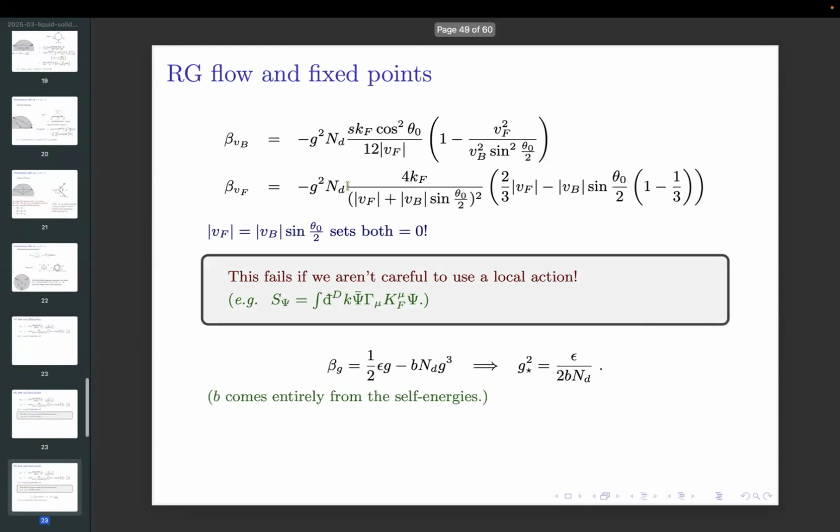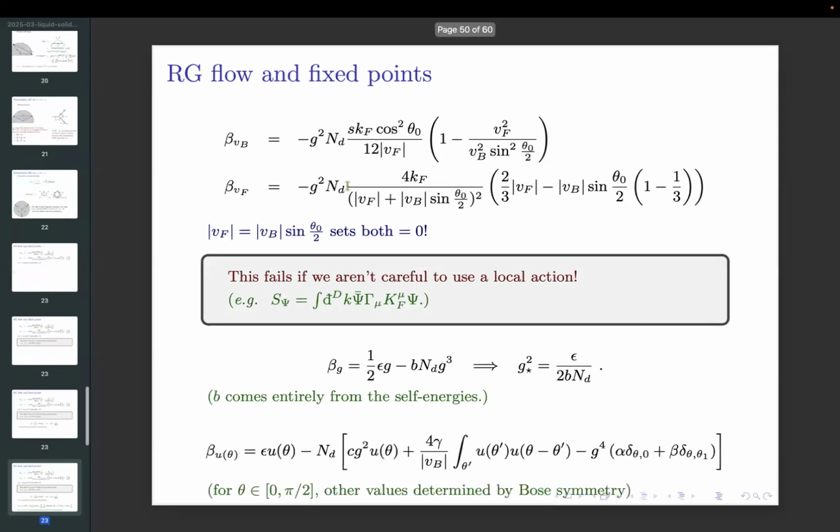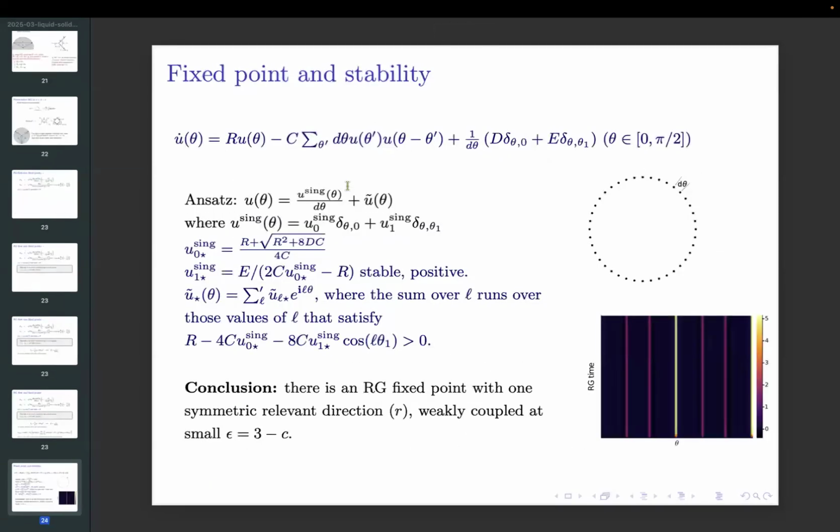Okay, so this fails if we use a non-local action, and the beta function for the 4 boson interaction has a controlled fixed point, and the beta functional for the 4 fermion coupling satisfies this equation, which indeed also has a fixed point. It's a pretty interesting fixed point because the interaction depends on the angle between the bosons, and it's big at these values where the light by light contribution appears.